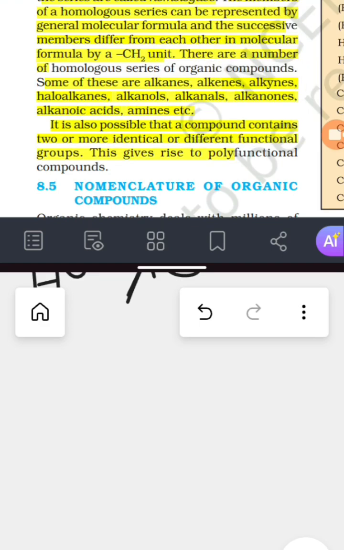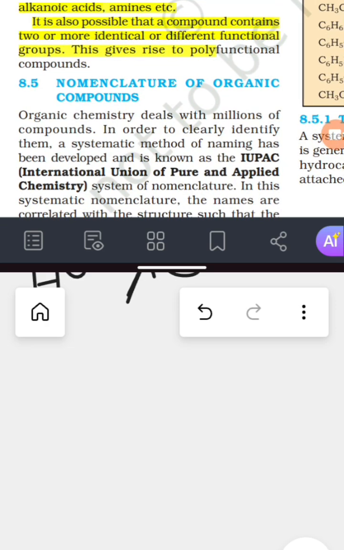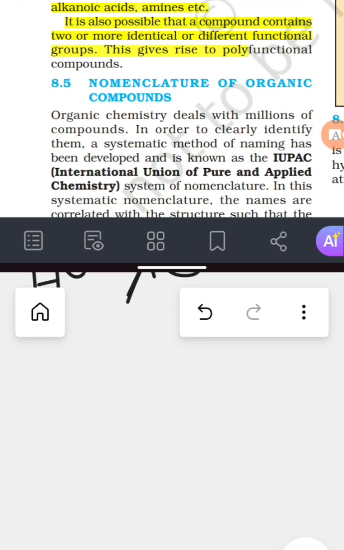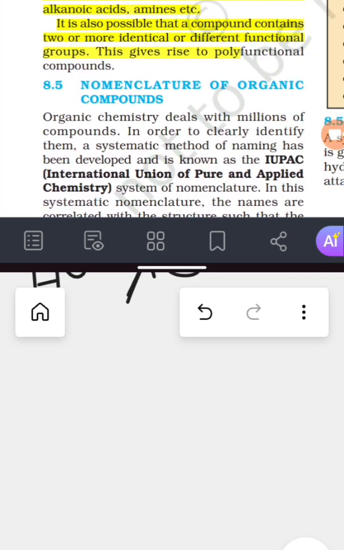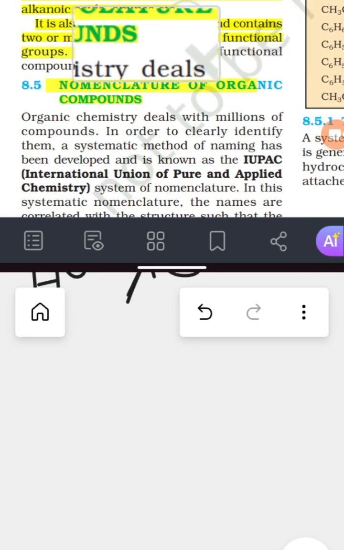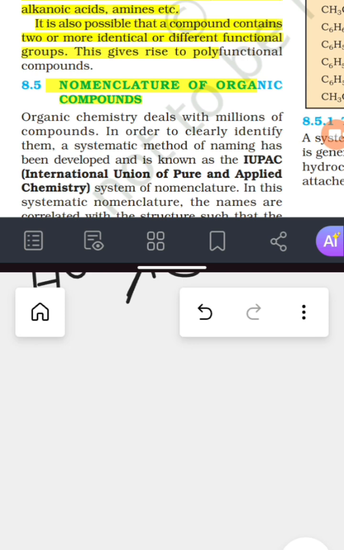And now after this we have the nomenclature of organic compounds. Nomenclature of organic compounds means giving a systematic name to an organic compound. We have lakhs and crores, that means millions and billions, of organic compounds. Just by this homologous series, we can have millions and billions of organic compounds. So for them, how to give the naming? Because there are so many organic compounds.